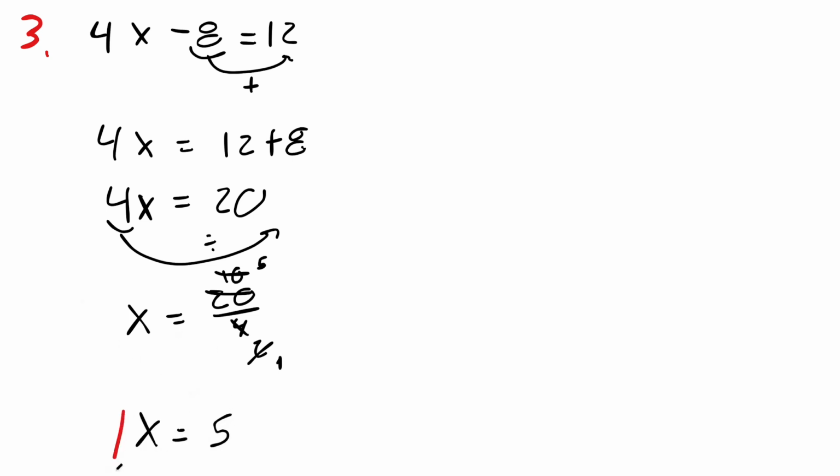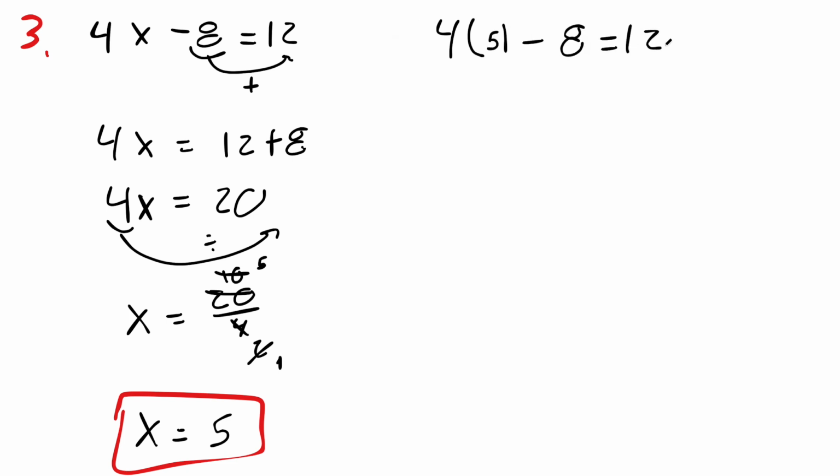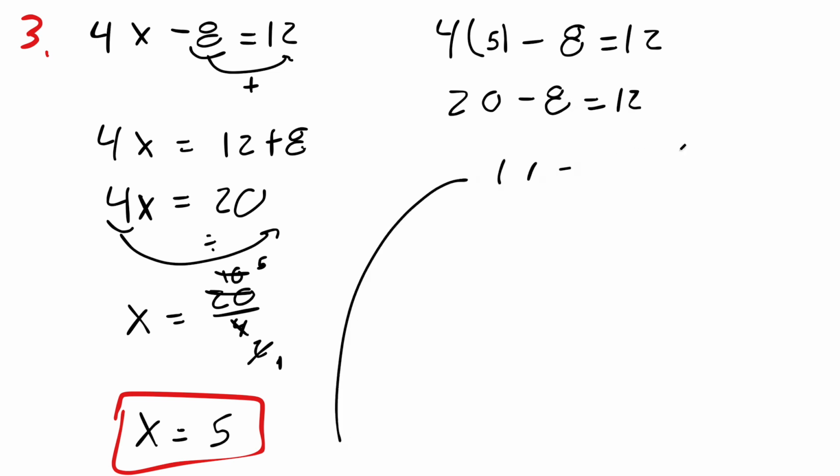Now, you have a question. Is that correct? Well, to test if that's correct, we must check. So you write the parent statement, but you substitute the x's with the number you got. So 4 times 5 would be 20, minus 8 is equal to 12, right? So 20 minus 8, it's 12, and 12 is equal to 12. So it is correct.